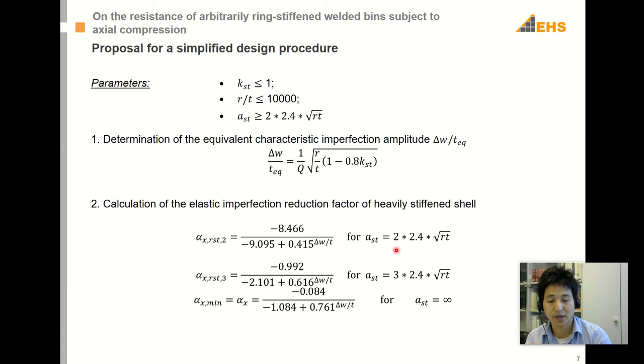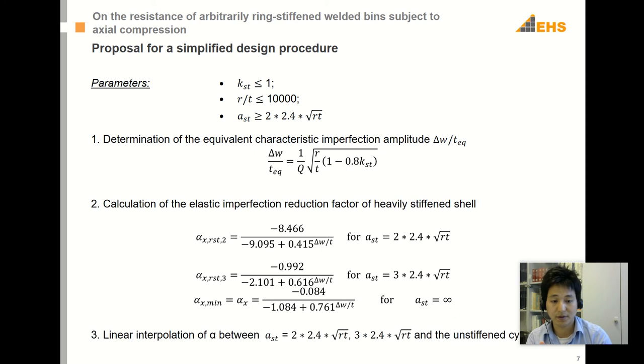Here is 2 times the half buckling wavelength, here is 3 times, and here the spacing is infinity. This means without ring stiffener. And then, according to the real stiffener spacing of the designed structure, we can use linear interpolation to calculate the real elastic reduction factor alpha.